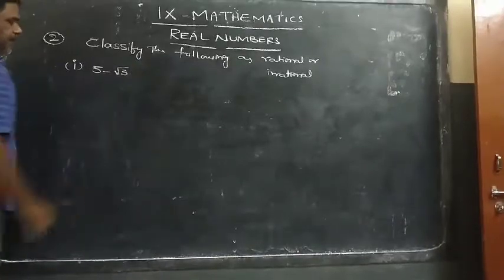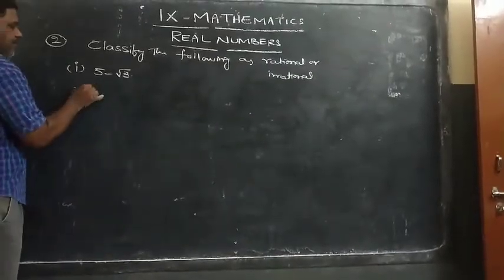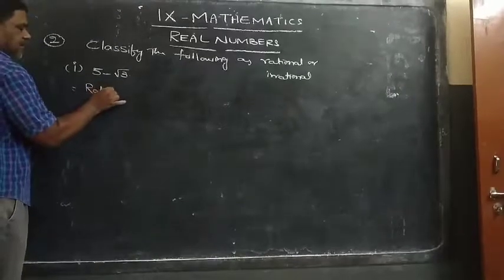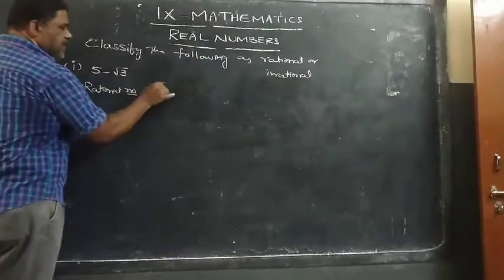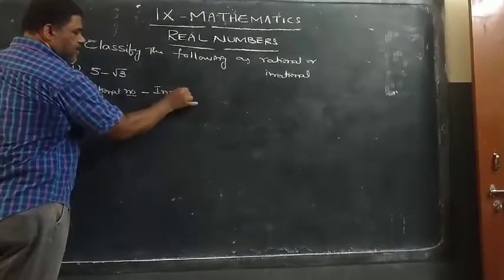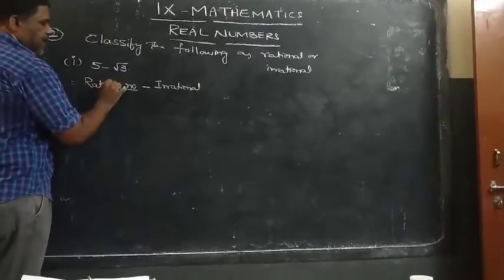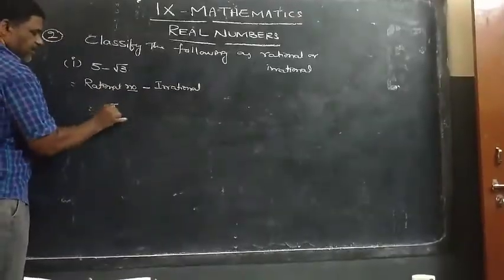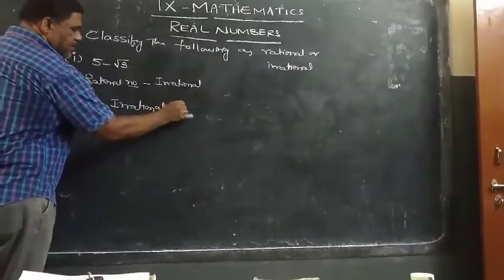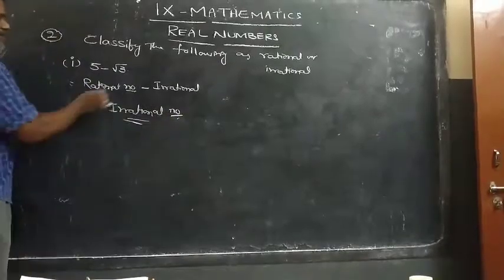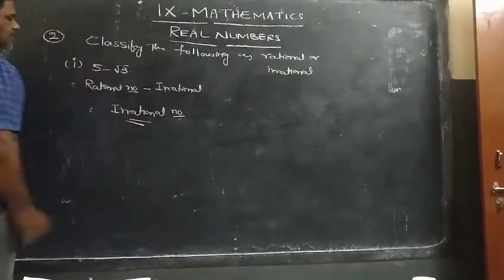First bit, 5 minus root 3. Here 5 is a rational number. Root 3 is an irrational number. Whenever we add or subtract any number to an irrational number, we will get an irrational number only. So it is an irrational number. Because we cannot subtract or add, as it is you will write 5 minus root 3 is an irrational number.